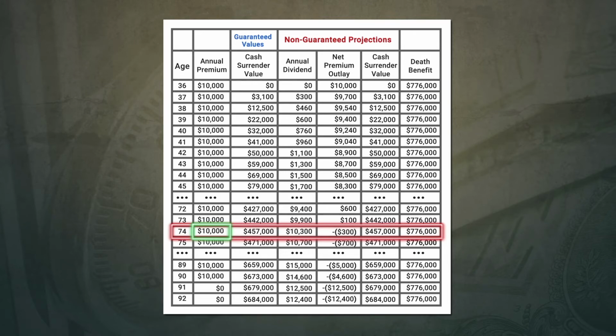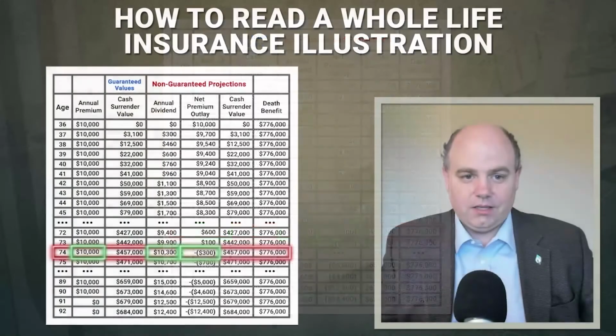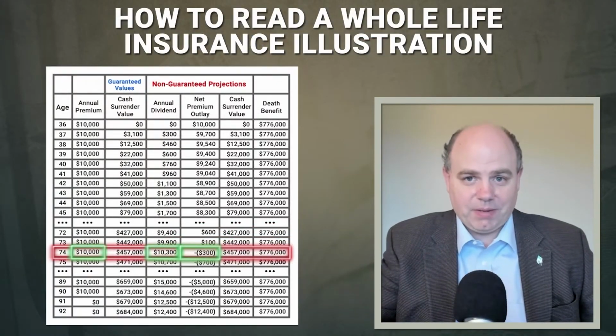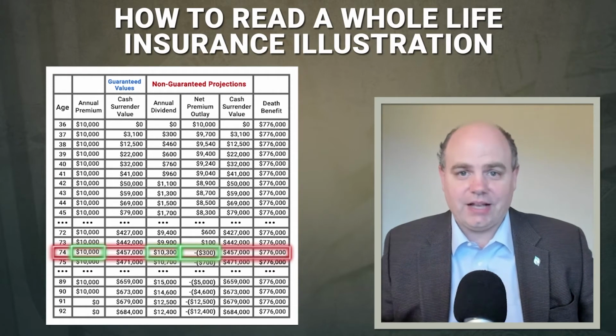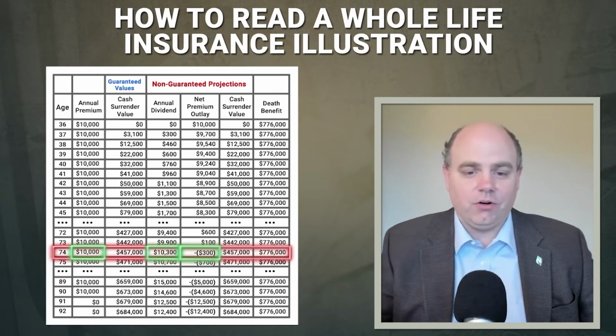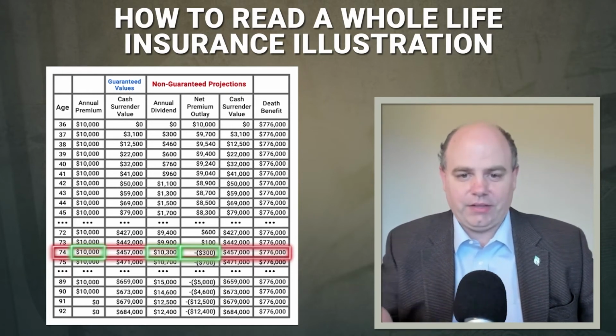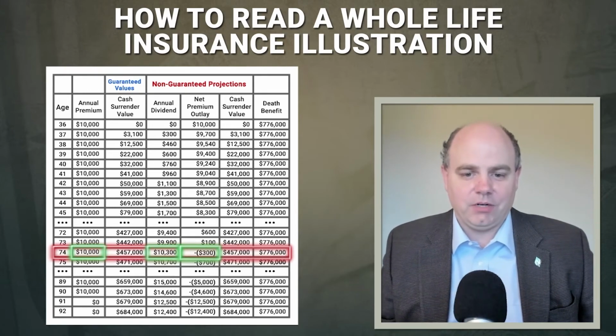The dividend, though, they're projecting this year will be $10,300. And so that's why the net premium outlay has flipped and gone negative. It's being shown here as negative $300. And again, what that means is you owe them $10,000 to keep the policy in force. They're giving you a $10,300 dividend that year. So you actually can suck out $300 from the policy without putting any of your own money into it. That's the rationale. That's what they mean by saying there's a negative net premium outlay.